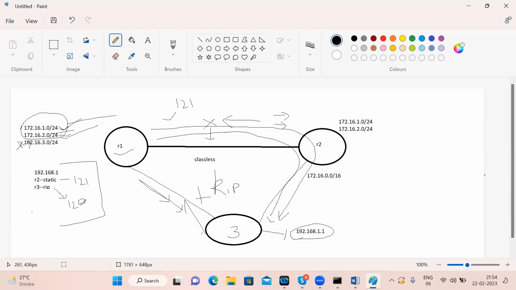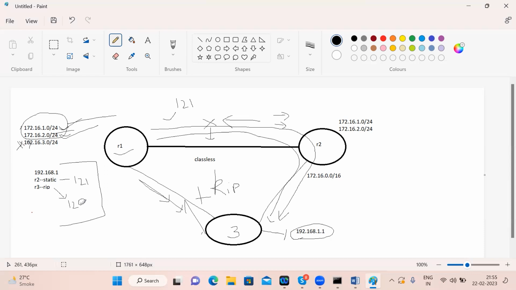Sir, I have a question. Tell me. Can we change the default value of a dynamic routing protocol like RIP or OSPF? Yes. Not only in a routing protocol, you can change the value of any routing protocol. Any. Thank you, sir.